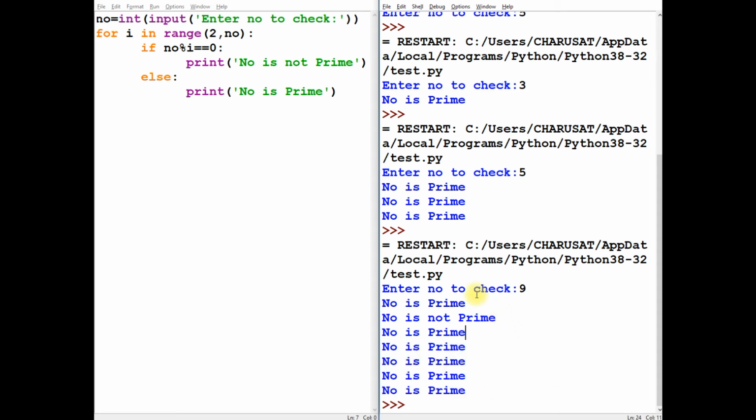So what is actually happening is here initially the value of I would be 2. 9 by 2, I'll get remainder, correct. So number is prime will be printed. Next time value of I is 3. When I is 3, at that time 9 divided by 3, it would be 0. So number is not prime is printed. Now actually if this condition executes, that means number is not prime.